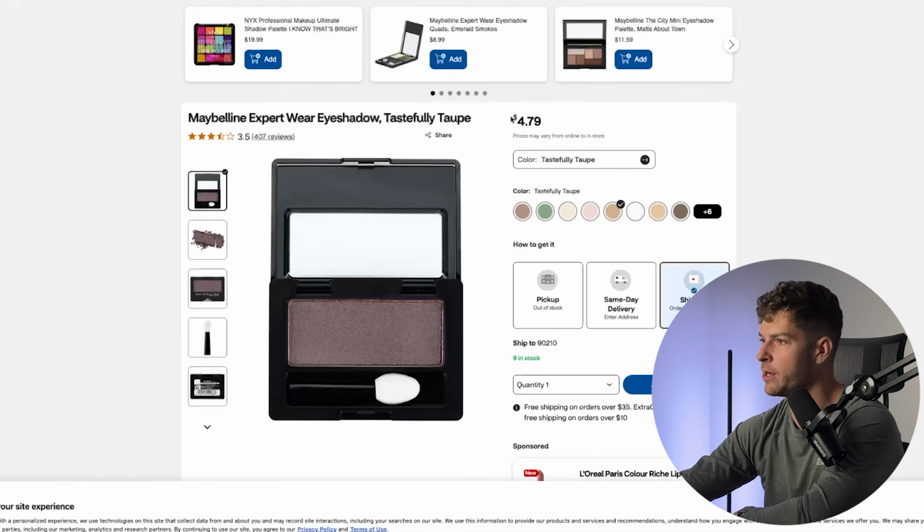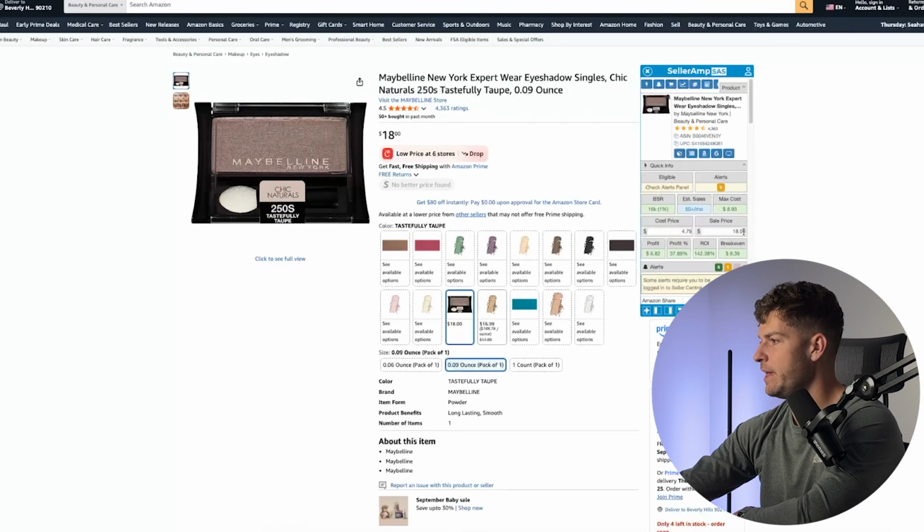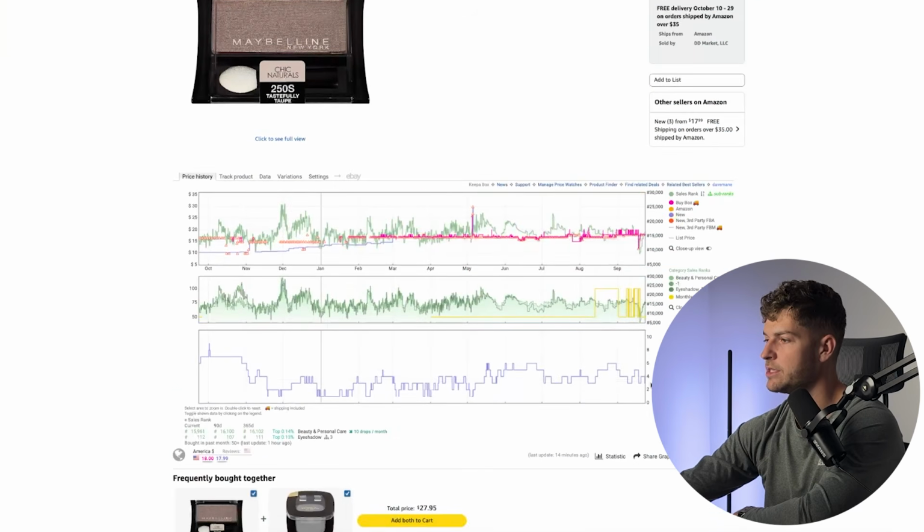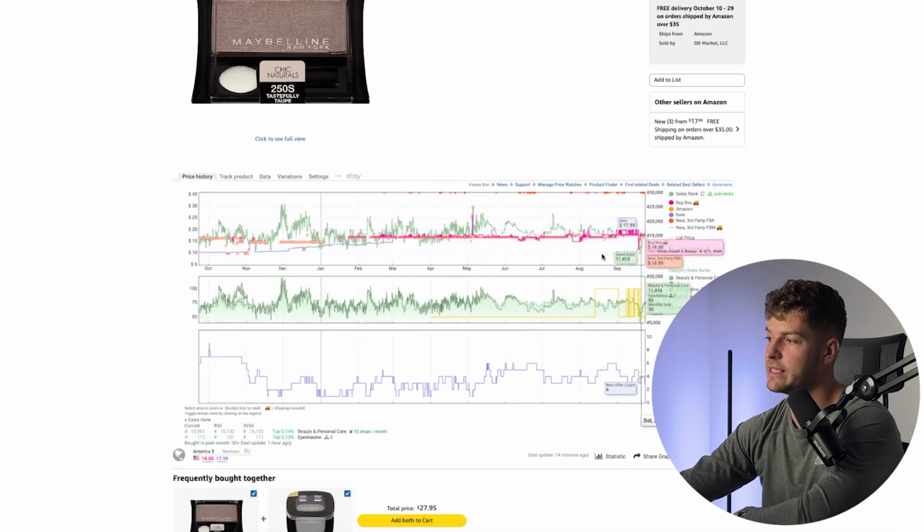We could buy this thing for like $4 from CVS. $4.79, sells on Amazon for $18. It sells 50 plus a month. It sells good. And it's crazy profitable because again, the competition is just staying nice and low. Everyone here is happy. They're all happy arbitrage sellers making money. There's no reason to tank the price right here.